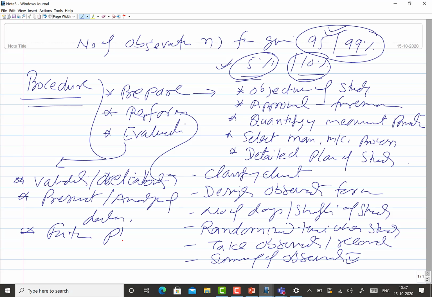So these are the 3 steps of preparing, getting ready for the work sampling. Okay, now coming back to the step-wise procedural steps for conducting the work sampling, how it is done.